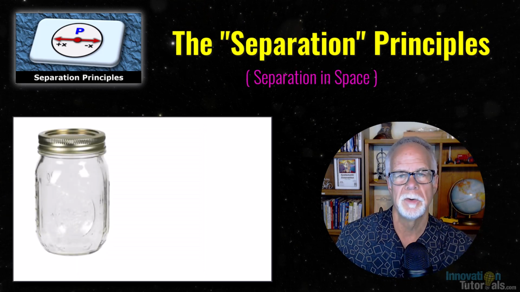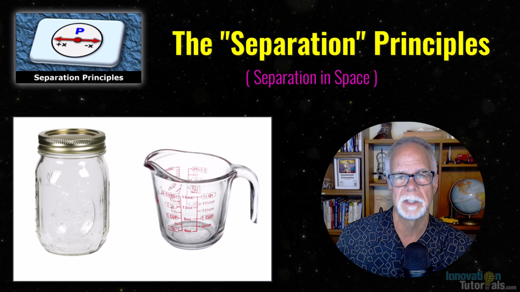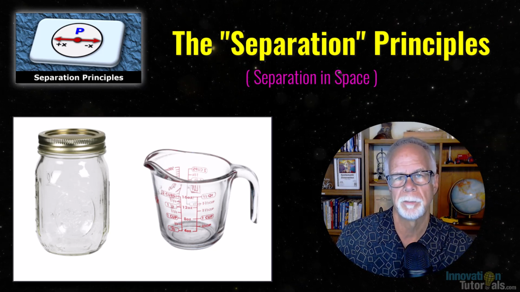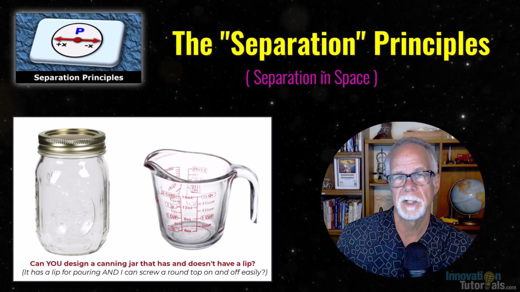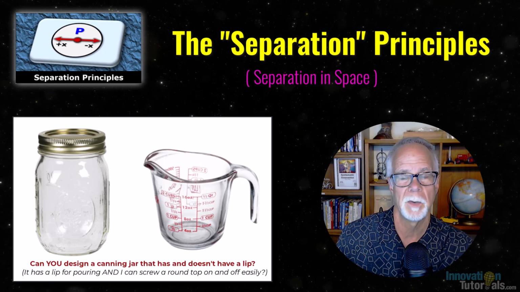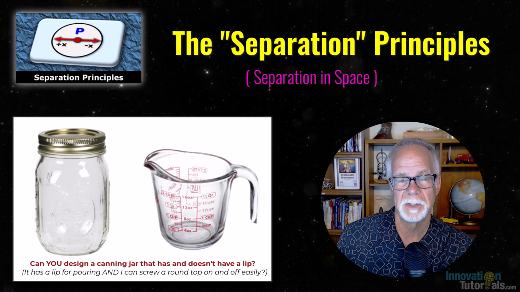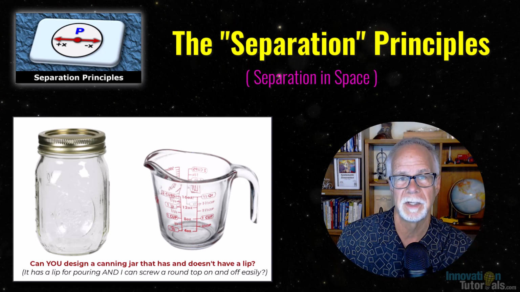When canning food, you often want a canning jar with a lip to be present to pour easily. But you don't want that lip, so you can screw on a conventional screw top for preservation and easy opening and closing. So let's see if you can create a solution for this problem using the separation in space principle. And by the way, it's absolutely possible. Email us at info@innovationtutorials.com with your idea, and we'll let you know if it matches the brilliant solution that currently exists.